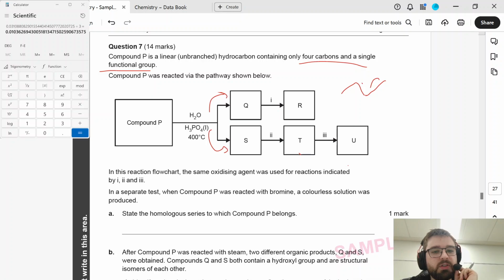Okay, the same oxidizing agent was reused for reactions indicated by 1, 2, and 3. That's what I was talking about. In a separate test, when compound P was reacted with bromine, a colorless solution was produced. Okay, that was already predictable. State the homologous series to which compound P belongs. It is an alkene. Probably should do that one given it's the most important letter there.